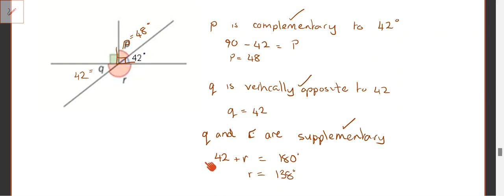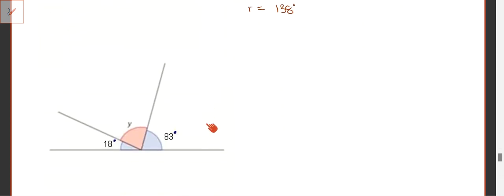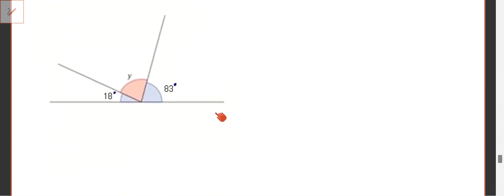Alright, obviously the bell's gone, but just to finish off, Y is 79. And what's the vocabulary? Supplementary, and they add up to 180. Again, stop packing up. I've had to remind people, that's why I'm a little bit beyond the bell.